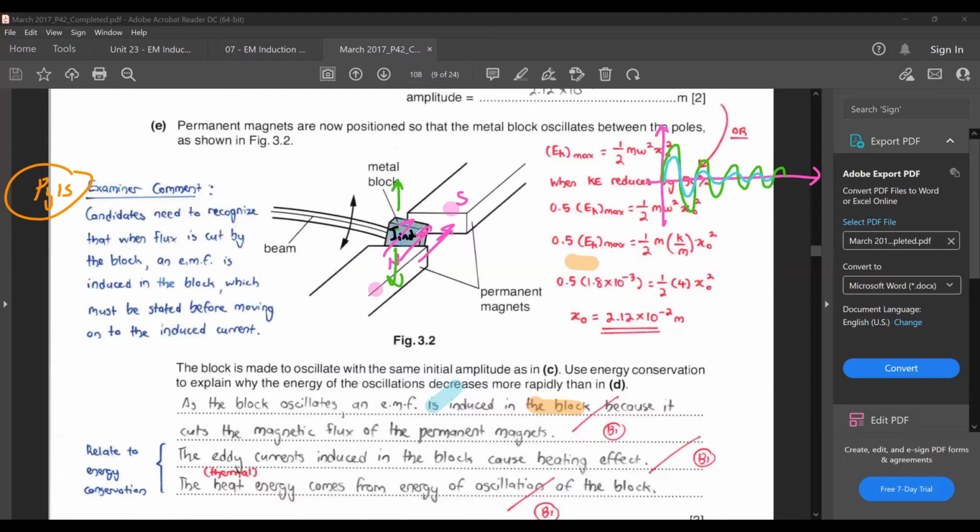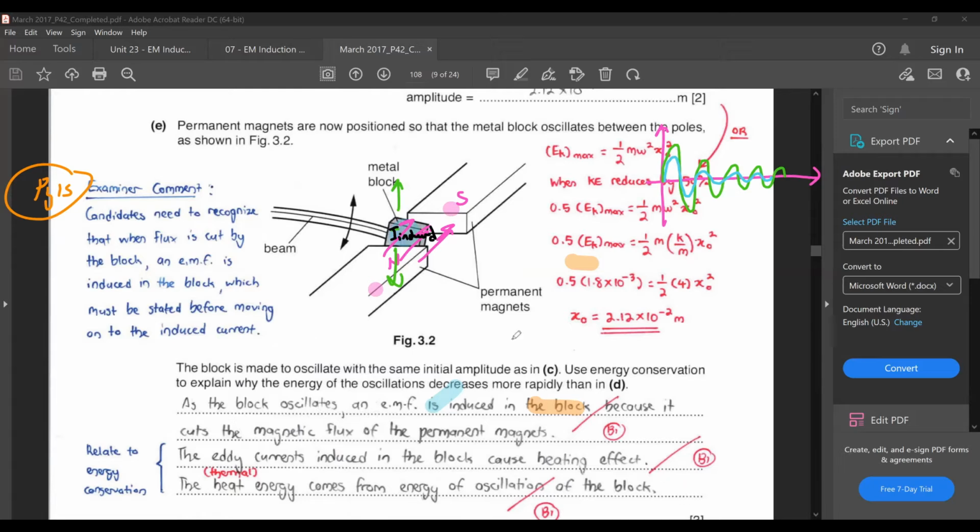You have induced current inside the magnetic block, right? So when the current is flowing inside the block, it will tend to cause heating. So the heating must come from somewhere. According to conservation of energy, you cannot just have heat coming from nowhere. In this case, the heating actually came from energy of oscillation of the block. Okay, so that's why the answer was like this one.